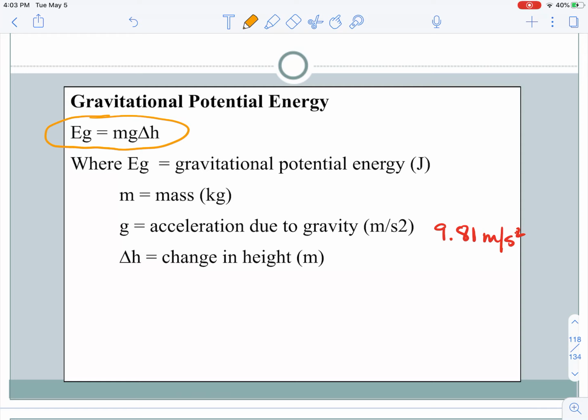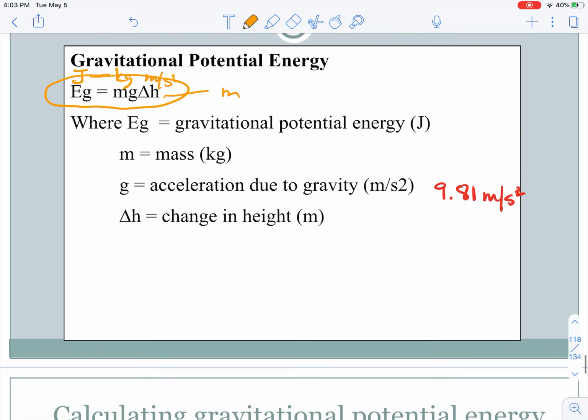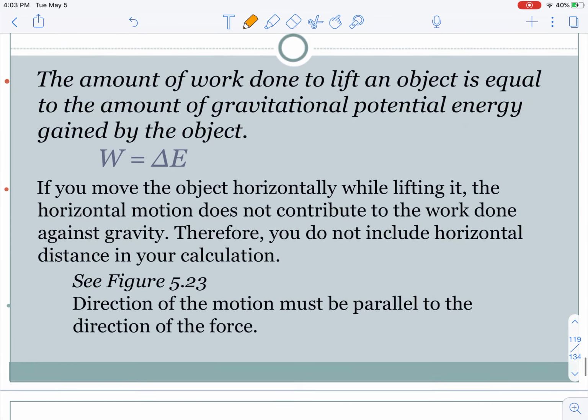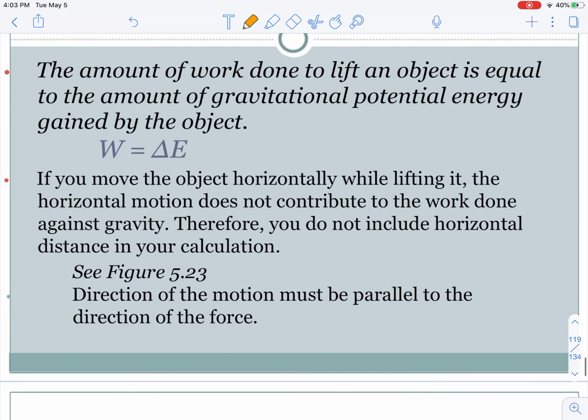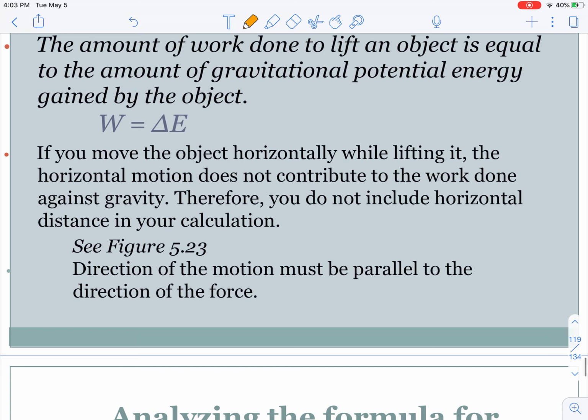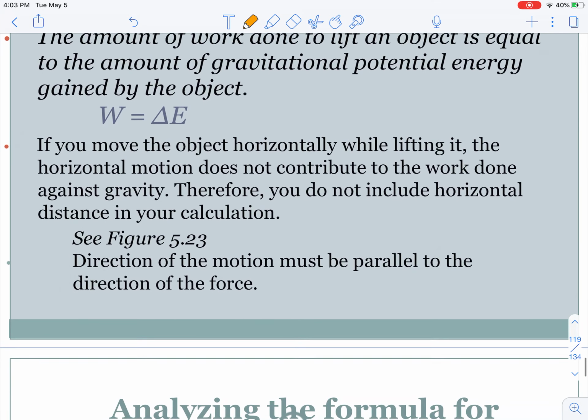And so here's our formula for gravitational potential energy. It's simply mass times gravity, acceleration due to gravity, times height. And you just have to be careful that you know that the energy is in joules, the mass is in kilograms, the acceleration due to gravity is in meters per second squared, and the height then will be in meters. Just so our units all jive, you have to be careful of making sure it's kilograms for your mass and meters for your height.